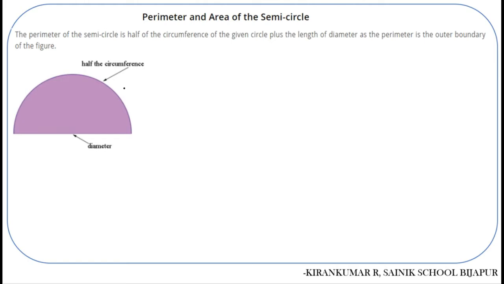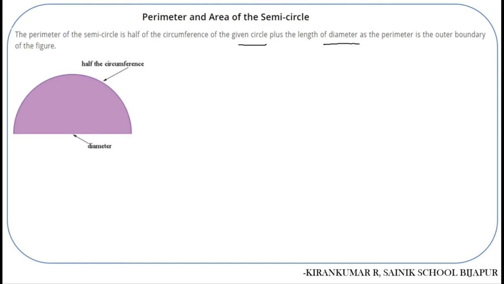Now the semicircle. Here, in the semicircle, the circumference will be exactly half. Along with that, it is also having a diameter. So perimeter of semicircle is half the circumference of the circle plus the length of diameter, as perimeter is the outer boundary of the figure.